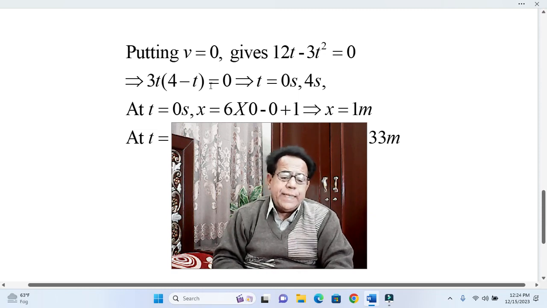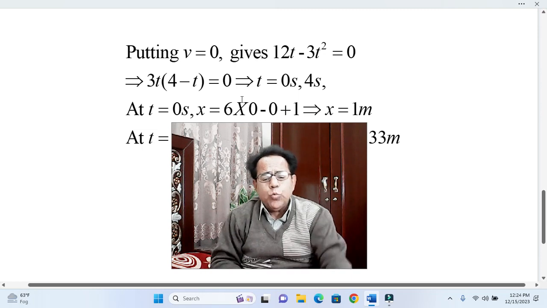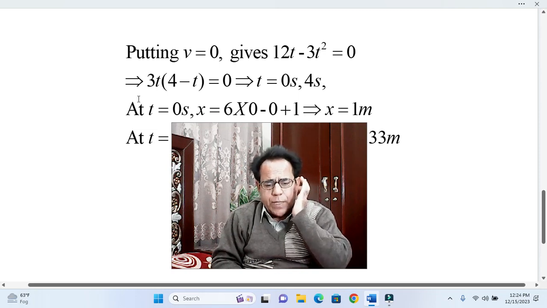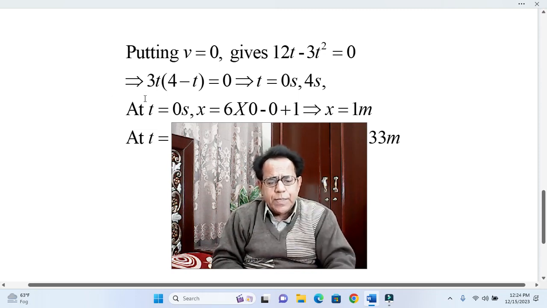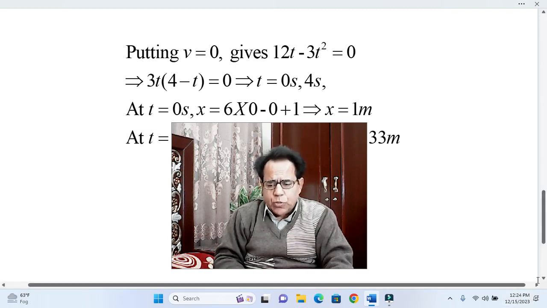This implies that either 3t equal to 0 or 4 minus t is equal to 0, and hence t gets two values here. One is t equal to 0 second and the other is t equal to 4 seconds. Because this product is equal to 0, it implies that either this is equal to 0 or this is equal to 0, or both can also be equal to 0.